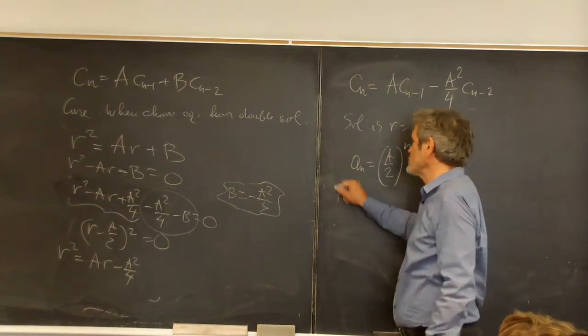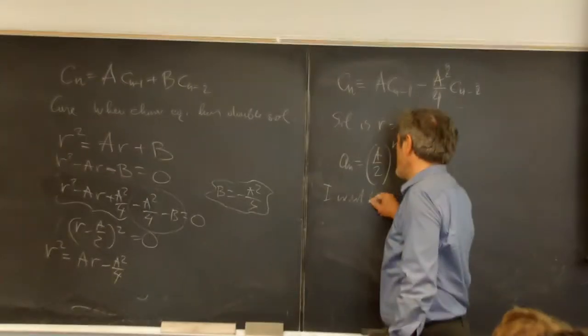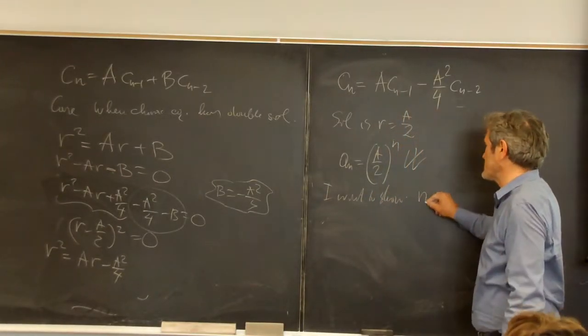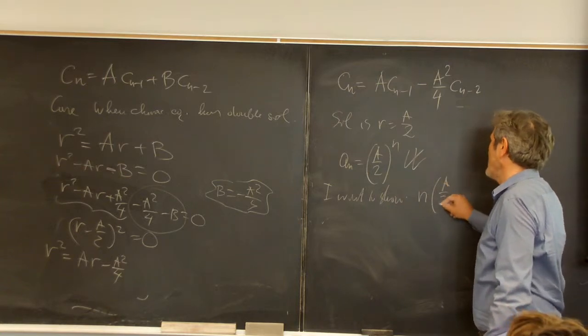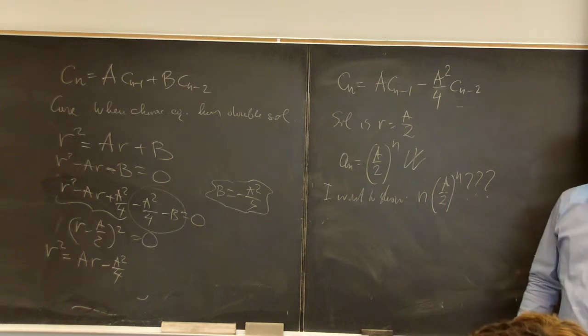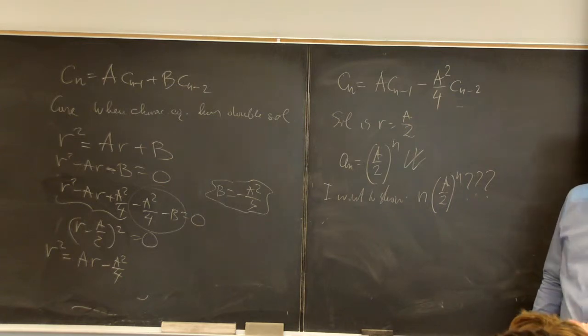But I want to show that n times a half to the n also works up here. And I don't know that yet. What should I do? Check it. Plug it in.